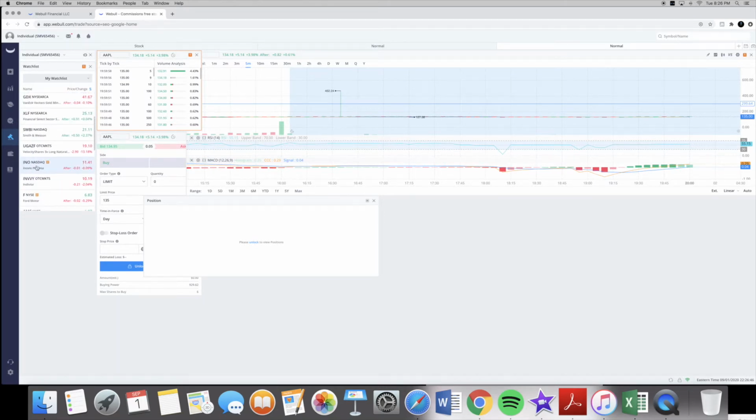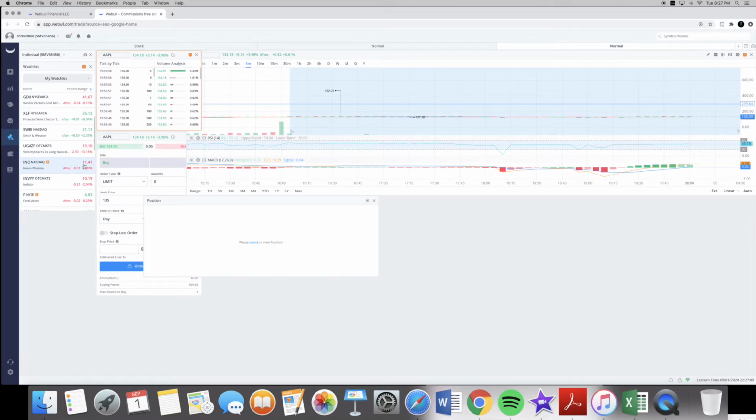Okay? Now, you're going to see here Apple is colored green, and if we go back here to INO, it's colored red. The color green means that today Apple closed higher than yesterday. The color red means that INO closed today lower than yesterday.